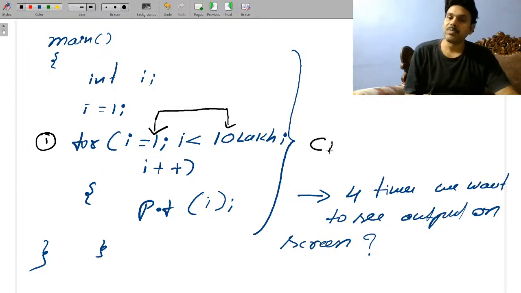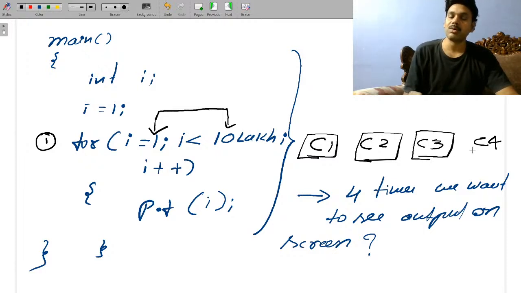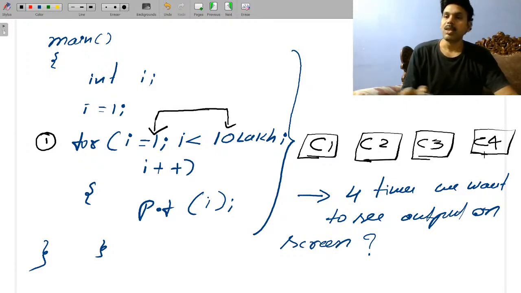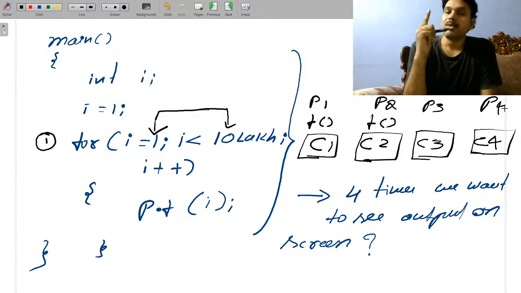If I am having CPU 1, CPU 2, CPU 3 and CPU 4, either physical CPUs or logical CPUs, no doubt. So what is going to happen? If I call fork statements instead of 4 for loops, you simply say this is one fork and this is one fork. When you call fork, you're going to get one processor here. This is process 1, this is process 2, this is process 3, and this is process 4. So your work will be completed with 4 times output.